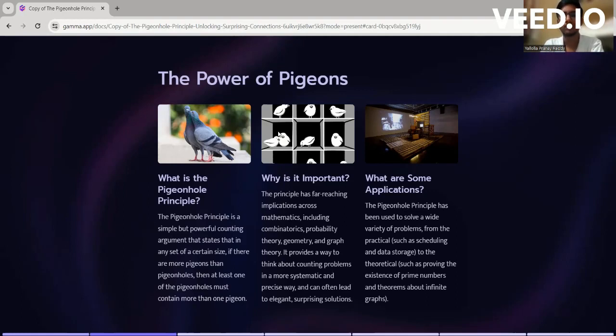But why is it important? This principle has far-reaching implications across mathematics, including combinatorics, probability, geometry, and graph theory. It generally provides a way to think about counting problems in a more systematic and precise way and can often lead to elegant and surprising solutions. And what are some of its applications? It has many applications, from the practical, such as scheduling and data storage, to the theoretical, such as proving the existence of prime numbers and theorems about infinite graphs.